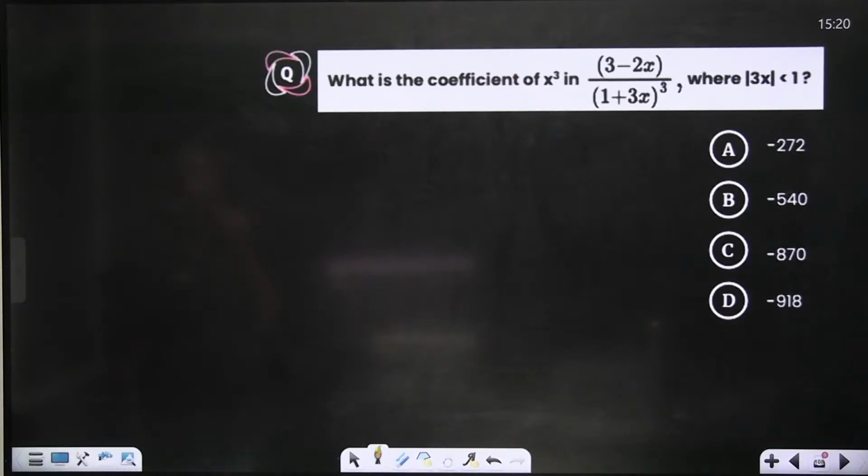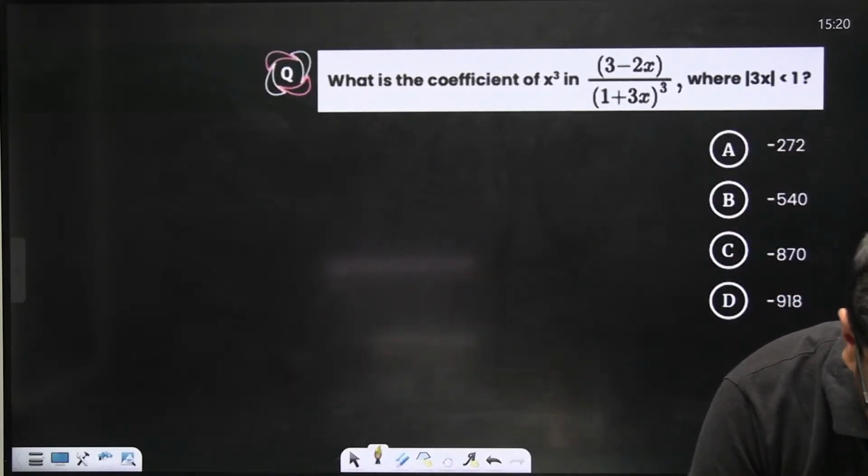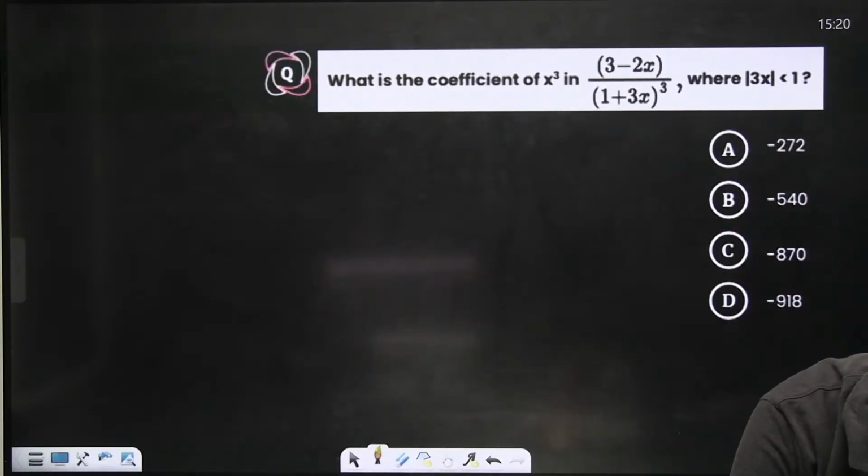Coefficient of x cube. In this case, come on, can somebody tell me very quickly? Coefficient of x cube. You can expand also if you want.